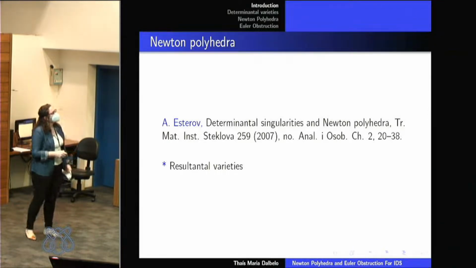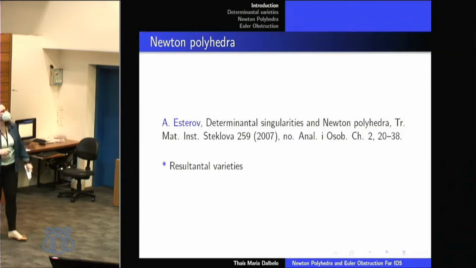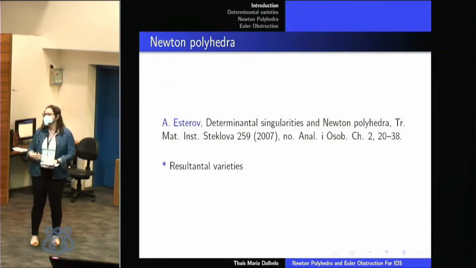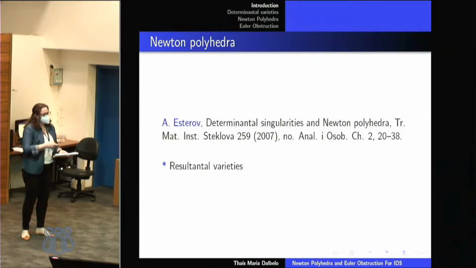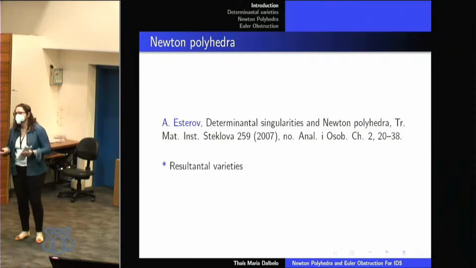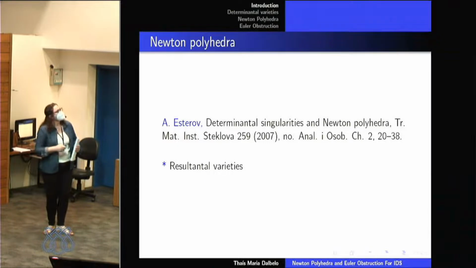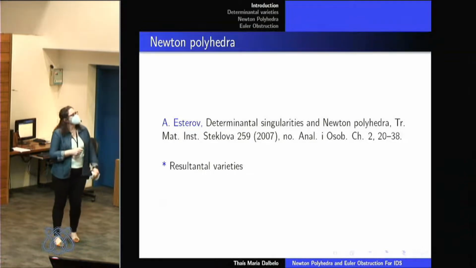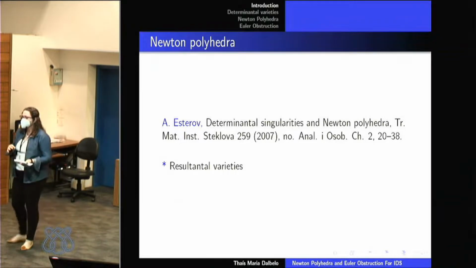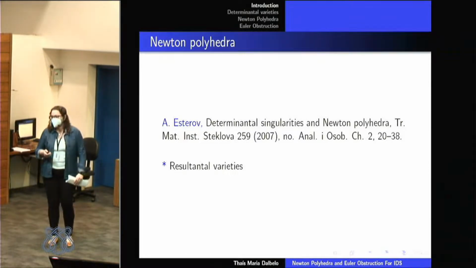In this work, Ebeling and Gusein-Zade used resultantal varieties and toric varieties to give a formula for the Euler characteristic of the Milnor fiber of a function defined on a determinantal variety using Newton polyhedra. For this, he introduced a kind of non-degeneracy condition. And we use this concept and the equivalence of matrices to present a formula for the Euler obstruction of the isolated determinantal variety.